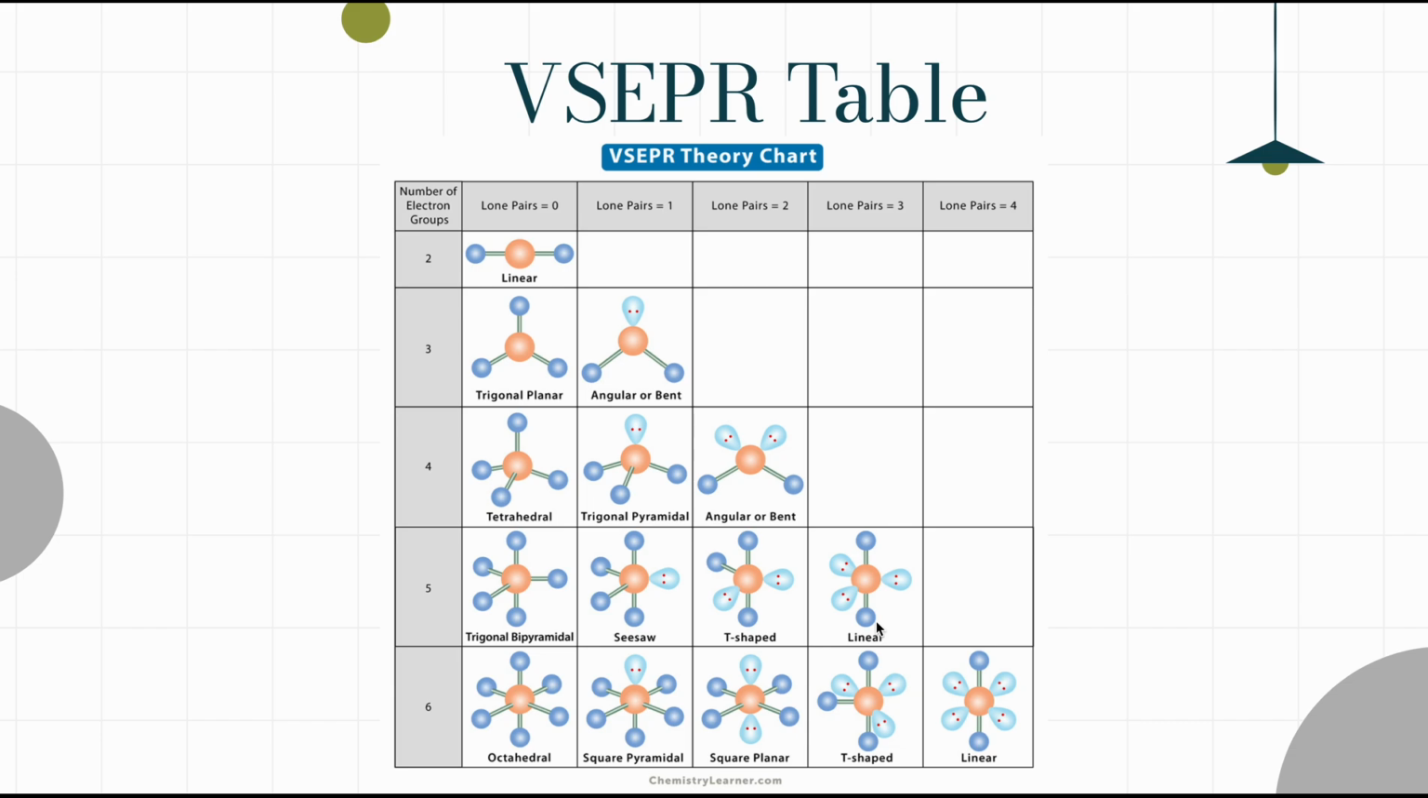Let's look at an example here, H2O, water. The electron geometry for water is tetrahedral because there are 4 electron domains: 2 bonds and 2 lone pairs. However, its molecular geometry is bent because the lone pairs are taken into account in molecular geometry. So here you would have 4 electron domains, but also 2 lone pairs, resulting in an angular or bent molecular geometry.